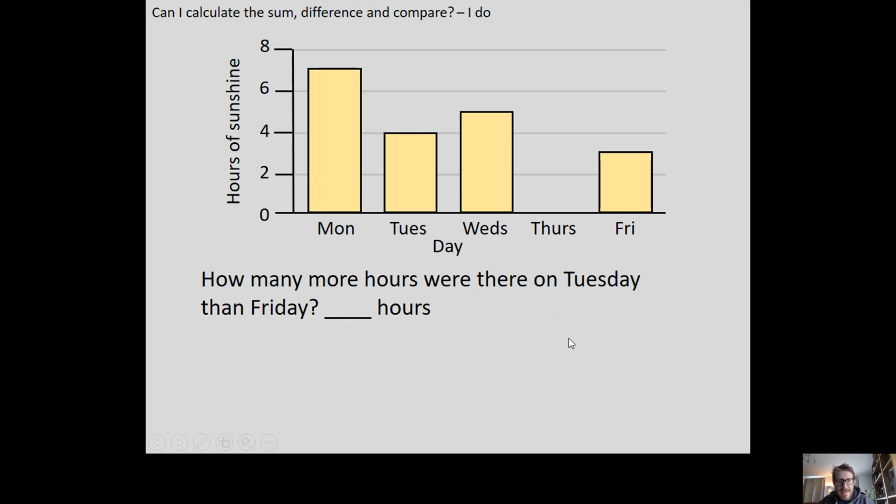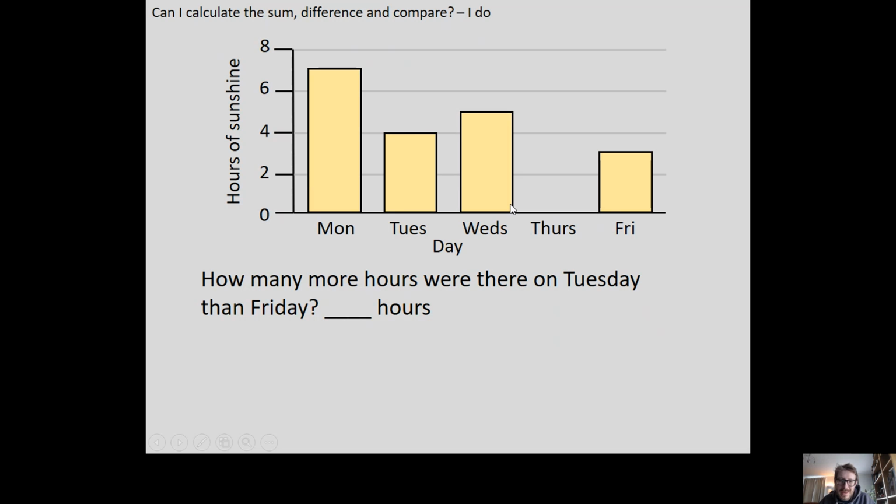Okay, so what that means is then we can start to understand what calculations we need to do when we're presented with some questions around bar charts, pictograms, etc., or tables. So if we look at this one, how many more hours were there on Tuesday than Friday? So hours of sunshine and the day, how many more hours were there on Tuesday than Friday?